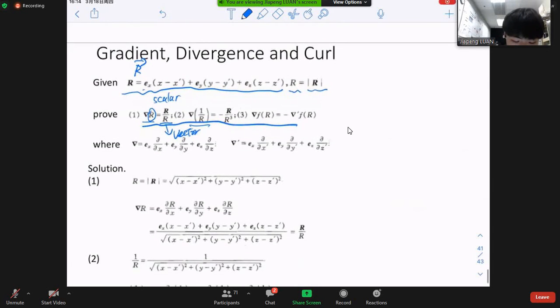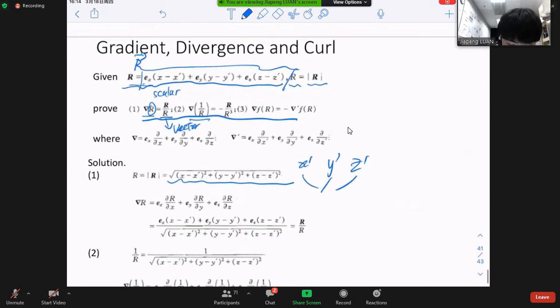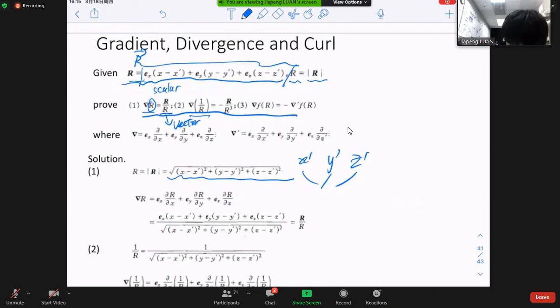So here you just calculate what R is. So you just calculate the norm of this vector, which is this thing. Here the x prime, y prime, z prime is not a kind of derivative or something like this. You can see these are just 3 constants. So in this question, you just see this as constants. And the gradient of R, you have this equation, and you do this here. Then you can get this, okay? Then you can prove the first equation.